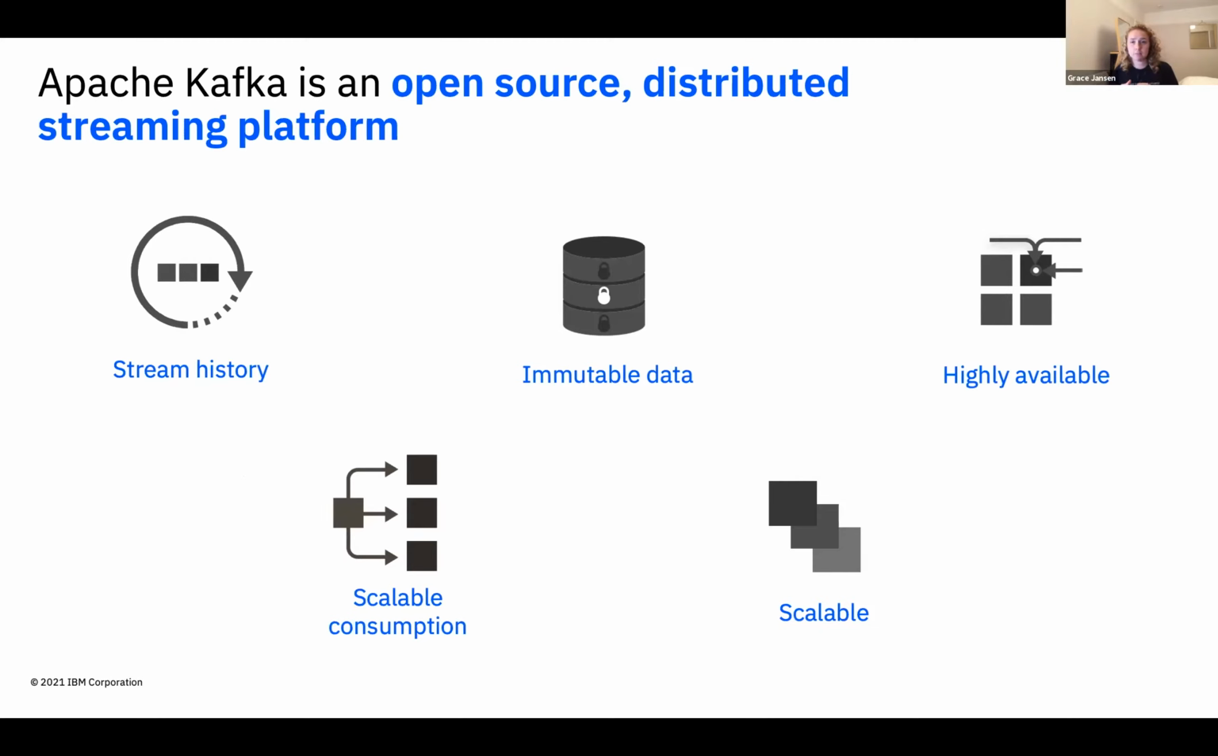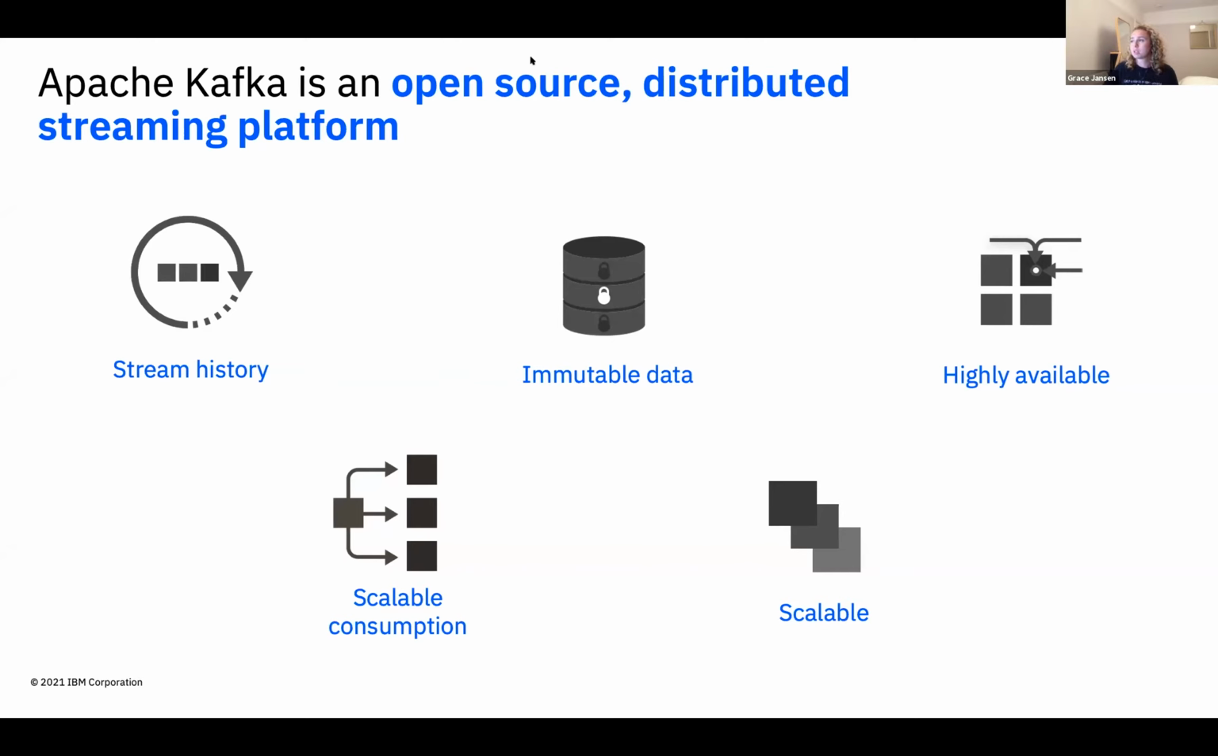Its data is immutable, and so it has this stream history. So essentially, events just get appended every time a new state occurs, and it means that you can read back throughout that stream history to see which states have changed and when. It also enables high availability of your data and your events, and scalable consumption as well.